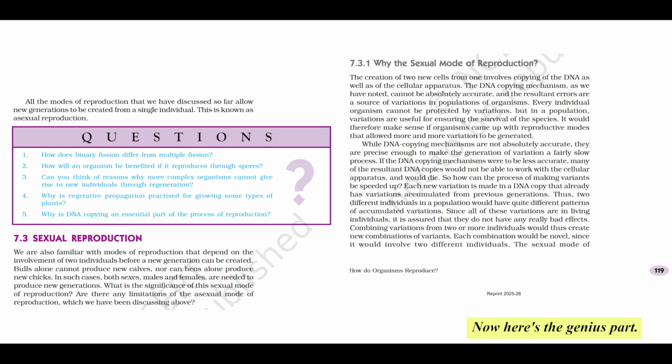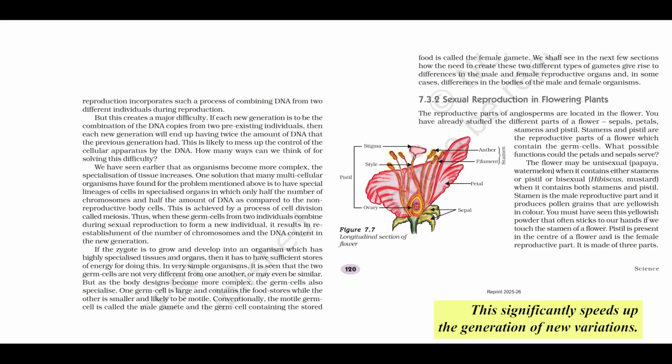Now here's the genius part. Combining DNA from two different individuals, each carrying unique variations, creates entirely novel combinations. Each resulting combination in the offspring is completely new and unique. It involves DNA from two distinct parents. The sexual mode inherently incorporates this process of combining DNA from two different individuals. This significantly speeds up the generation of new variations. Accelerated diversity is vital for adaptability, driving evolution, allowing species to respond better to rapid changes. Okay, combining DNA from two parents creates new combinations of traits much faster.